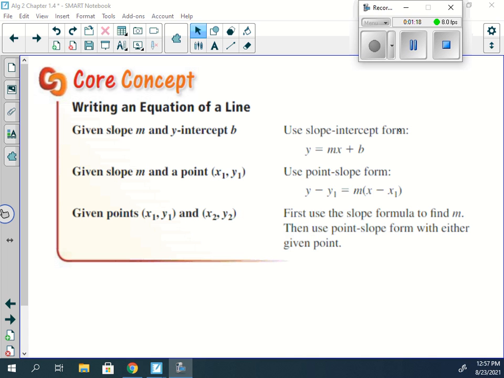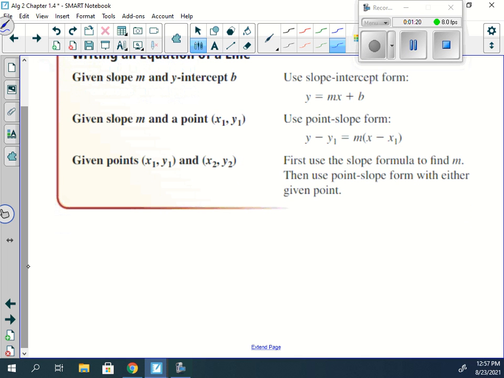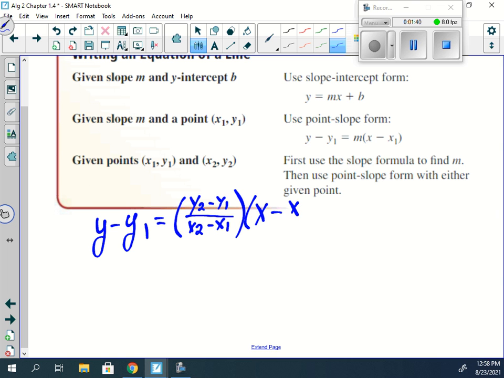Now the last one that is listed up here: given 2 points. Some textbooks refer to a two-point equation, but really all it is, is taking the slope formula and plugging it in for m. You don't need to write this equation down because it's not really helpful, because you might as well just plug in the points to find the slope and plug it in for m.